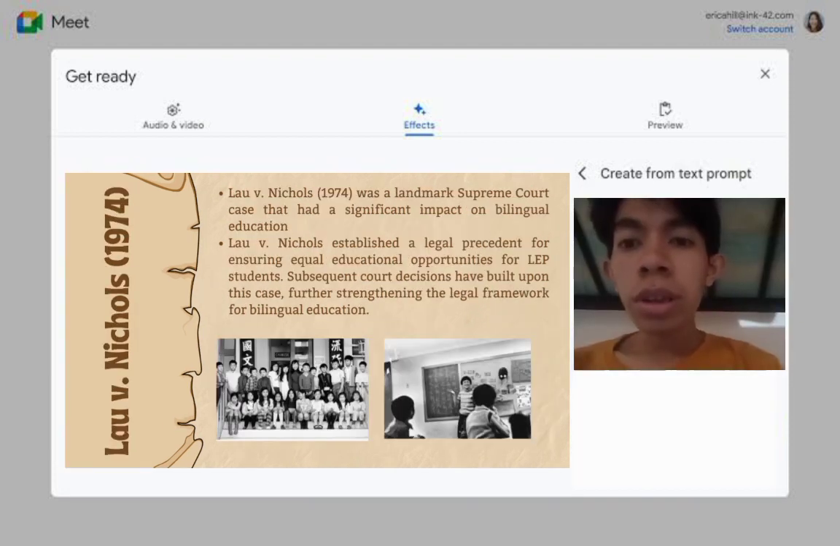Next is Lau versus Nichols, 1974, a landmark Supreme Court case that had a significant impact on bilingual education. Lau established a legal precedent for ensuring equal educational opportunities for LEP students. Subsequent court decisions have built upon this case, further strengthening the legal framework for bilingual education.